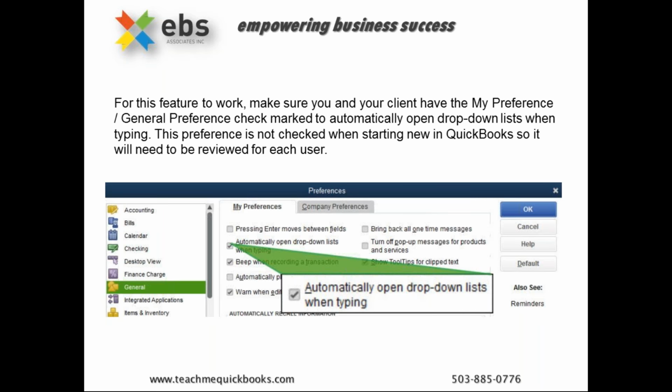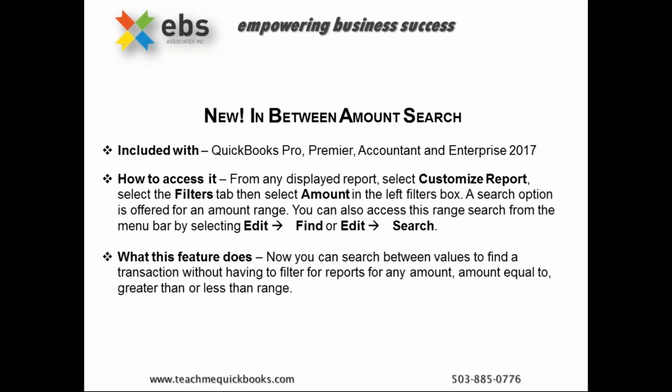Okay. The next feature that we're going to talk about is really part of that first feature because it's still in an advanced Smart Search. So what we're talking about here is the in-between amount. So when you do a Control F for a find, right now you have an option of the amount is equal to, less than, or greater than. Right now what they have added in is they've added in it's between these two amounts.